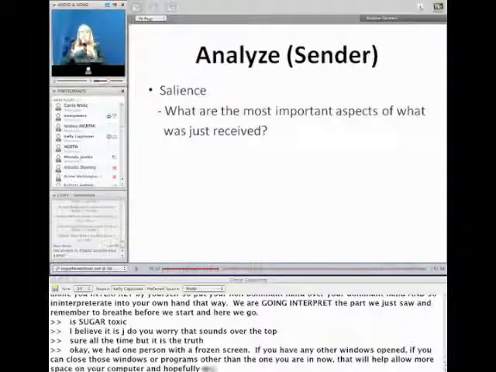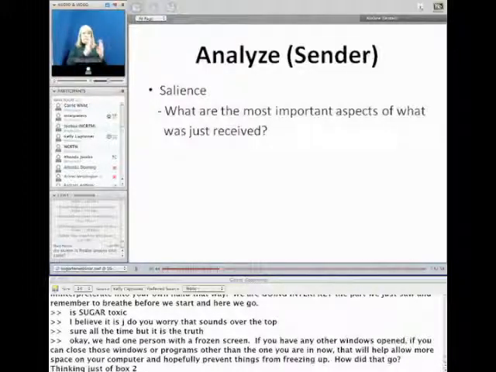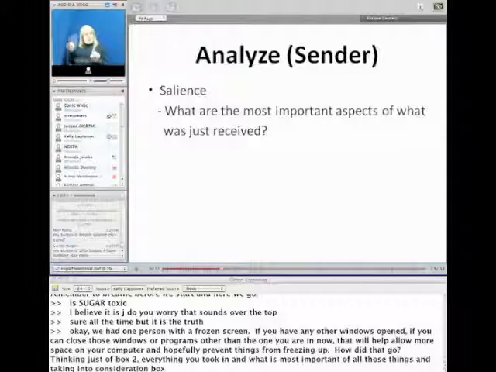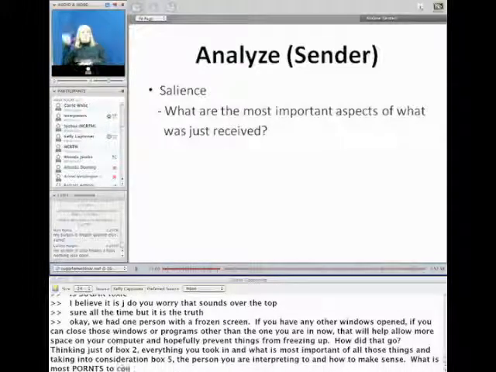So, how did that go? So thinking just of box 2, everything that you took in and what might have been most important of all of those things, and taking into consideration box 5, who that person was that you were interpreting to and what they needed to know to make this make sense. Which items of everything you took in might be the most important to convey in order to make this piece understood? You can type into the chat box.